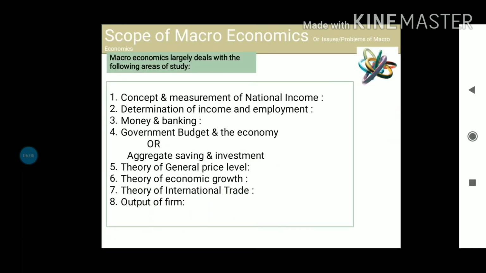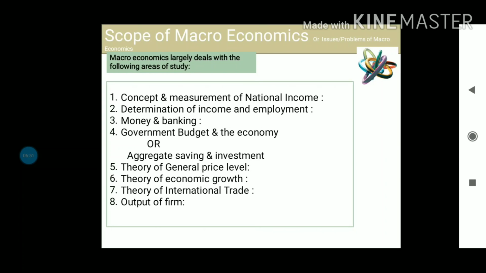Now we will move towards the scope of macroeconomics. Macroeconomics largely deals with the following areas of study. Scope means what else we study in macroeconomics. First, the concept and measurement of national income. Related to national income, we have discussed many basic concepts in our previous lectures. Please go through them. National income is the major component of macroeconomics.